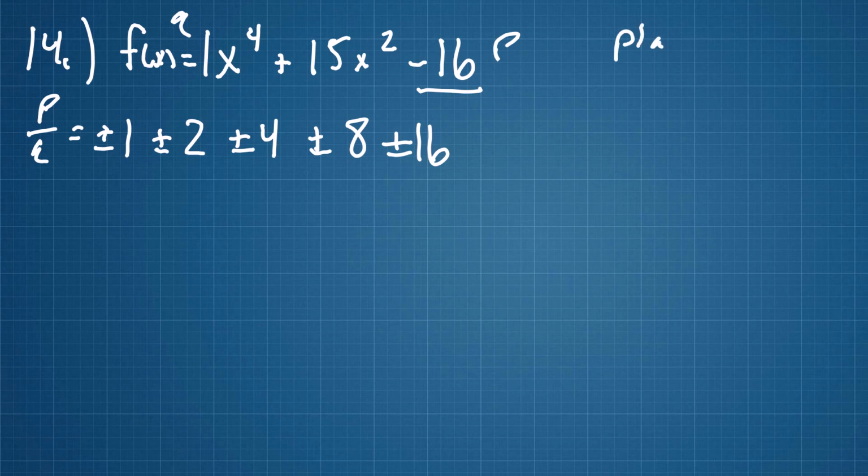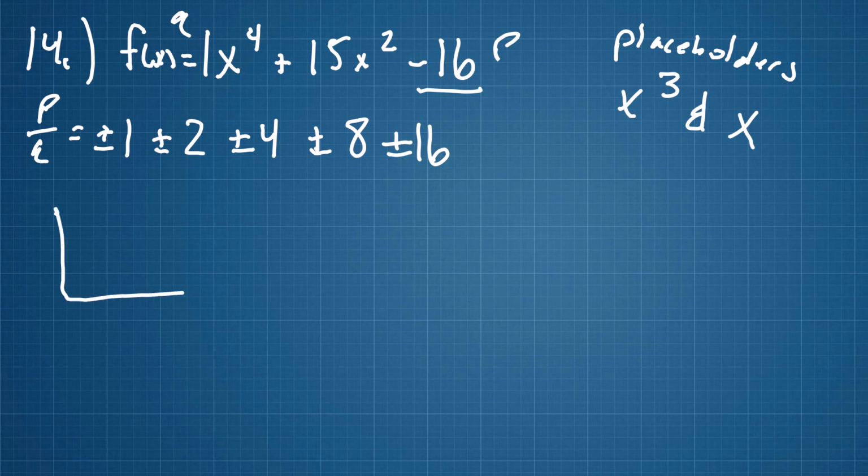Now I need placeholders. I need 2 of them. A lot of people remember the first one, but they forgot the second one. You need placeholders for x cubed and x, because there's no x cubed or x term. So I'm going to make my box. Inside my box, I'm going to have 1, 0, 15, 0, negative 16, 2 placeholders.